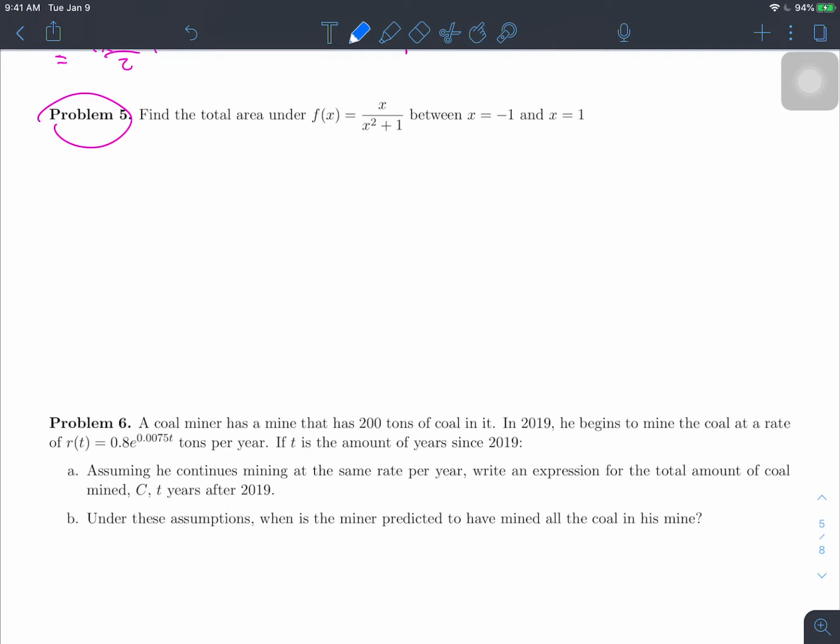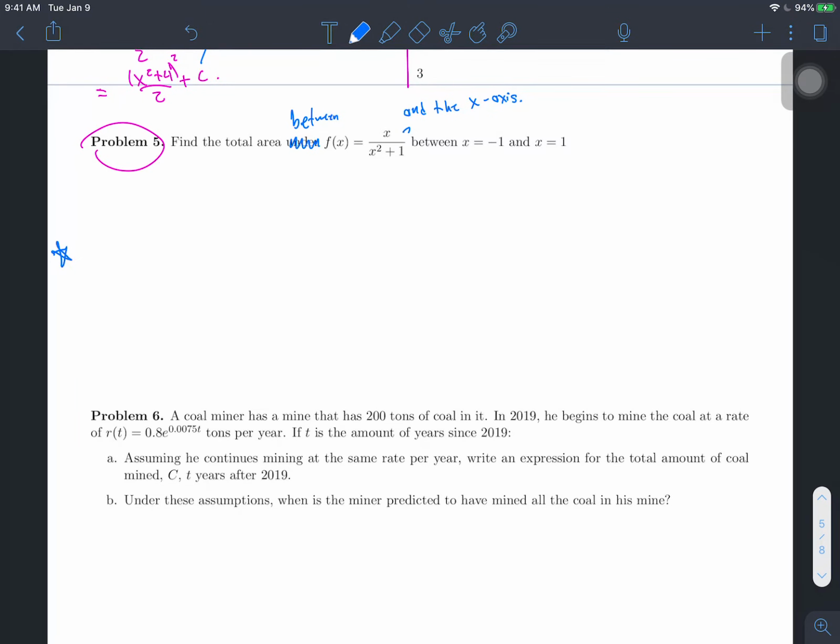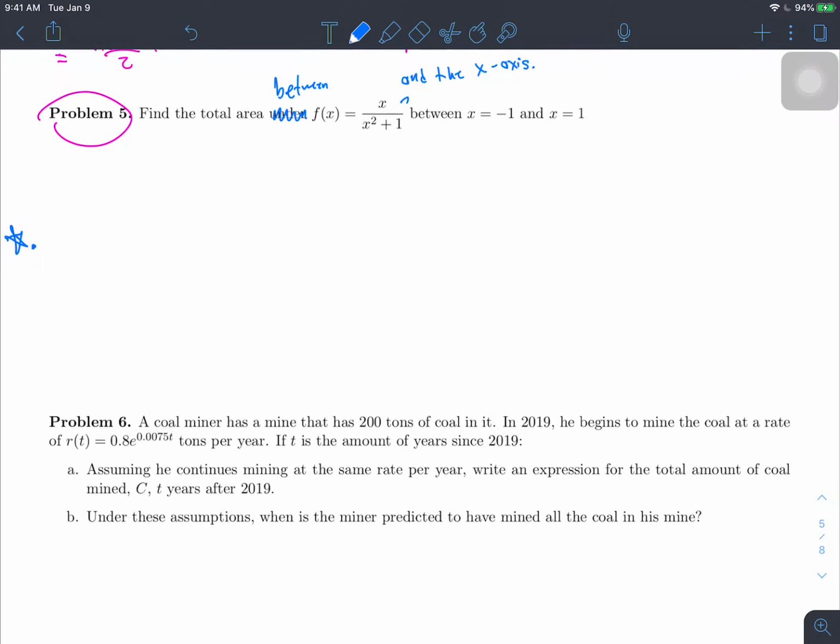I'm going to say total area between this function and the x-axis, between x equals -1 and x equals 1. I'm going to star this because this problem should be rewritten by my overlords. Okay. Find the total area between this function and the x-axis when x varies from -1 to +1.